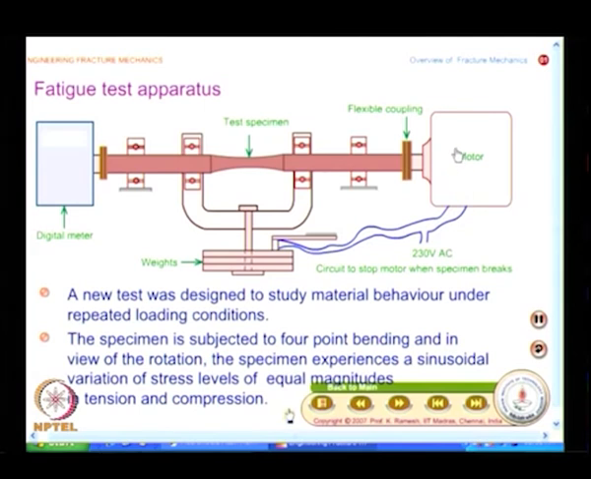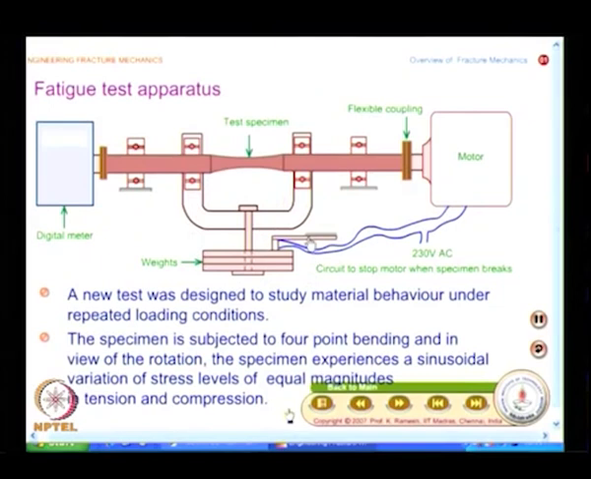So, by looking at actual service failures of locomotives, you have recognized that repeated loading is important. The moment you understood repeated loading is important, it has to be simulated in a laboratory condition. So, in a laboratory condition, you have to design a new test, and this test records only one piece of information: for a given loading, after how many cycles the specimen fails. You do not record anything beyond this. That is what is very important.